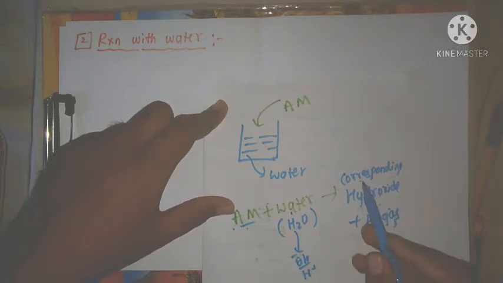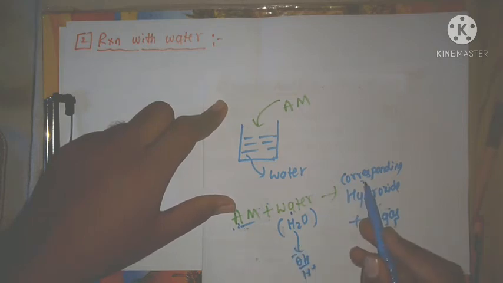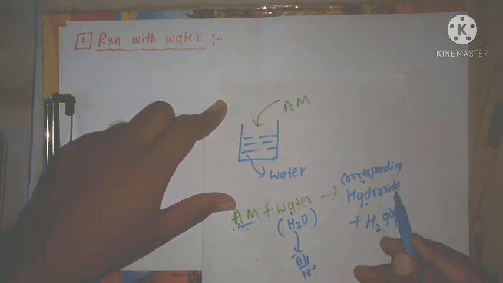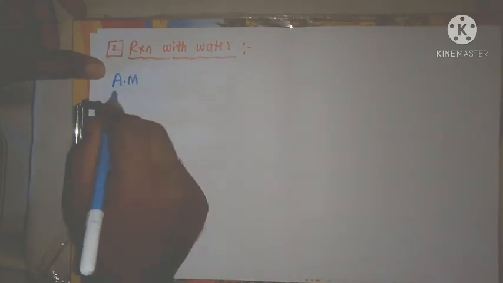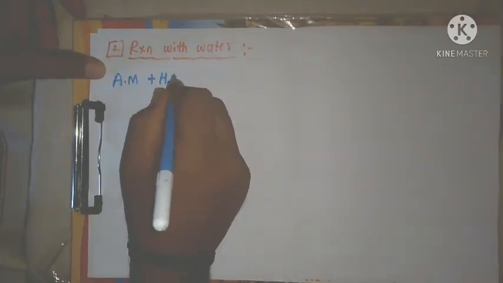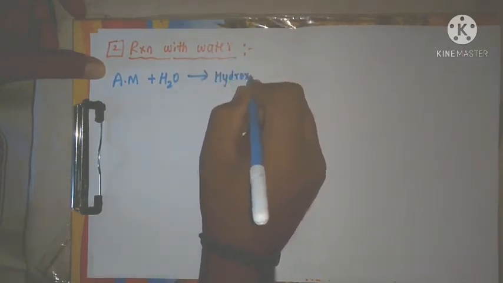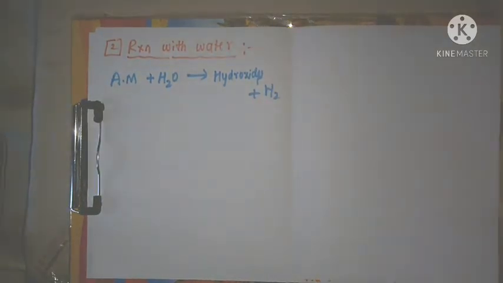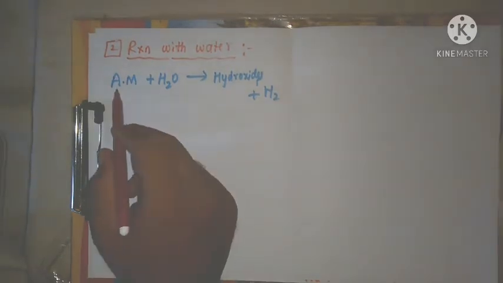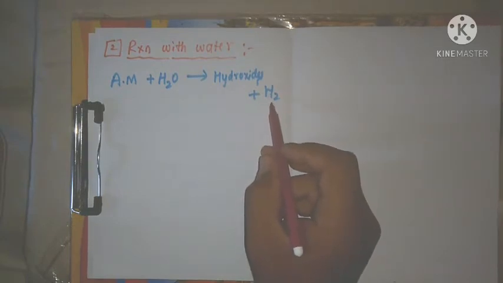When alkali metals react with water, they form the corresponding hydroxide. If it is sodium, sodium hydroxide. If potassium, potassium hydroxide. If cesium, cesium hydroxide. In this way the corresponding hydroxide is formed and H2 gas is released. So the explanation is: when alkali metals react with water, they form the corresponding hydroxides and release dihydrogen gas.